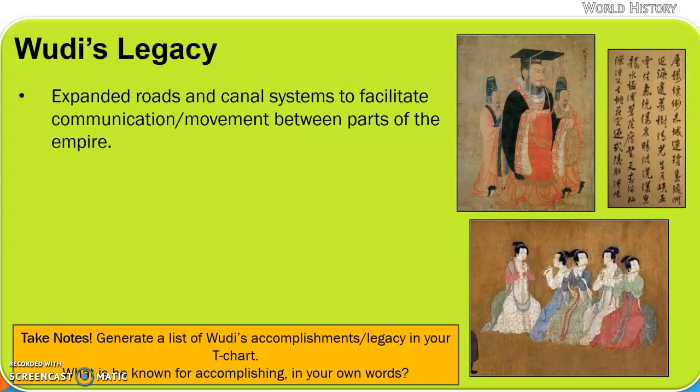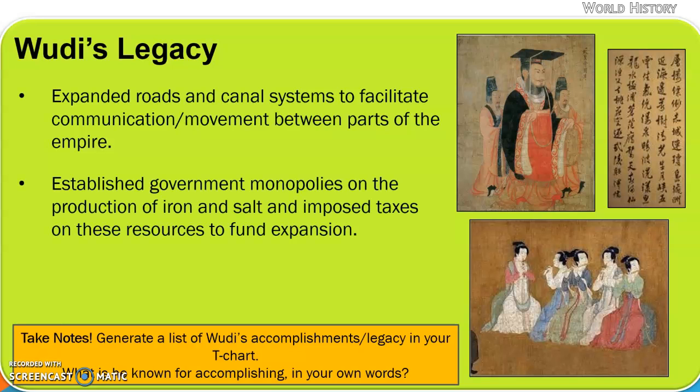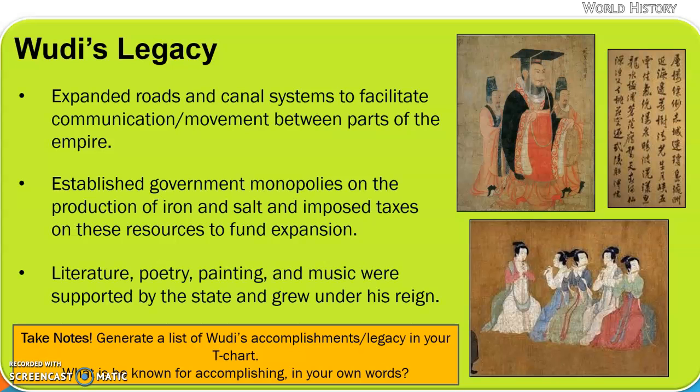Let's see. They expanded roads and canal systems, so he did work on improvement of their infrastructure. He established government monopolies on the production of iron and salt. He imposed taxes on these resources to fund his growing empire. And like I was saying about the Han Dynasty, a lot of literature, poetry, painting, and music were supported under his state, and it grew under his reign. So a lot of things flourished too.